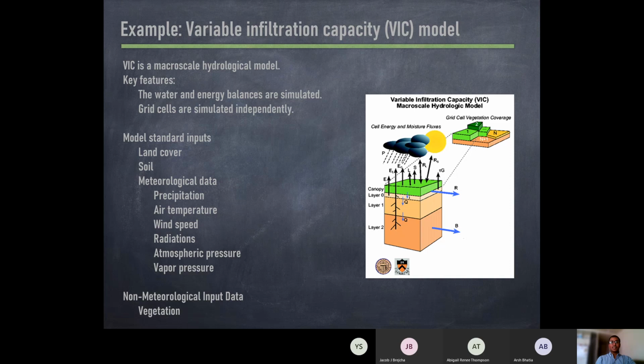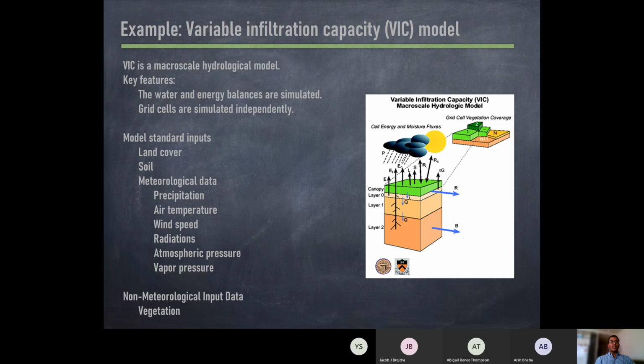Although there are examples of smaller scale application of this model, usually they call it a macro scale hydrological model. Some of the key features: the water and energy balances are simulated in this model. That's why I talked about the mass balance equation.